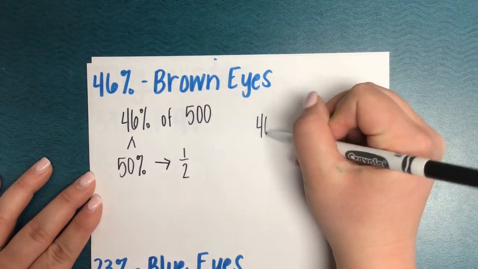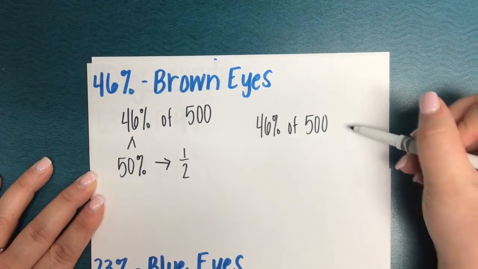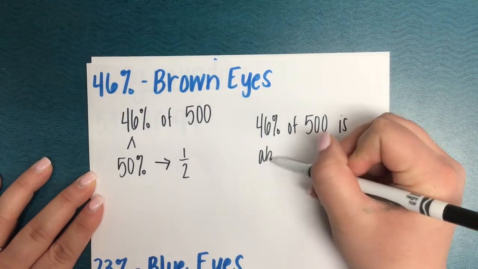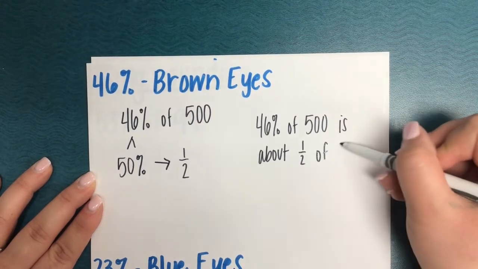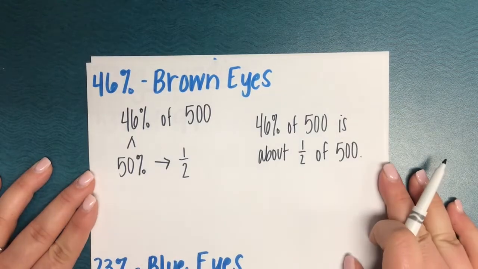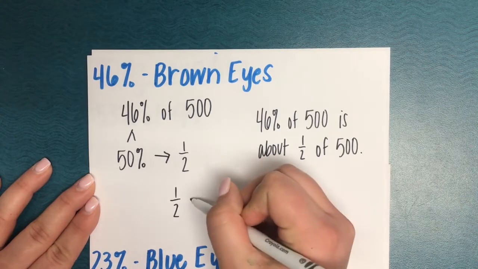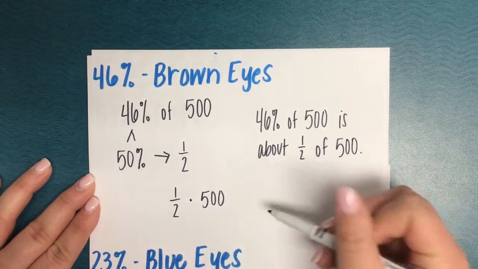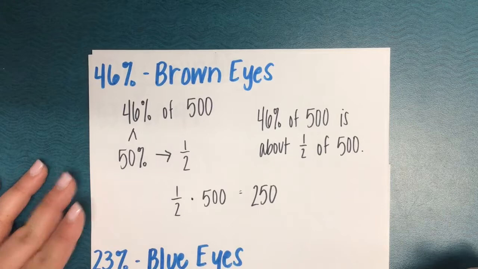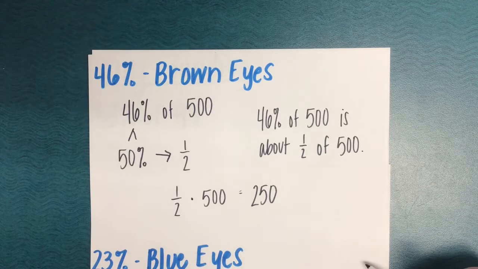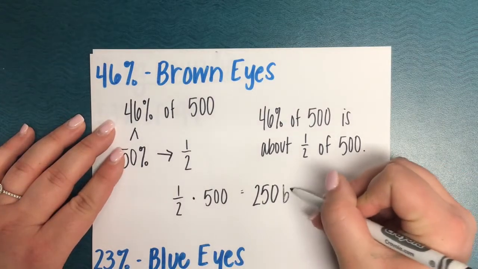So to figure out what half of 500 is, we would want to do 1/2 times 500, and we would get 250. Okay? So we can't leave it there though, because we know as mathematicians that we have to have a label, and so about 250 students have brown eyes.